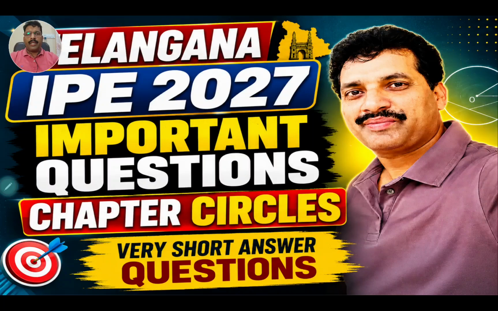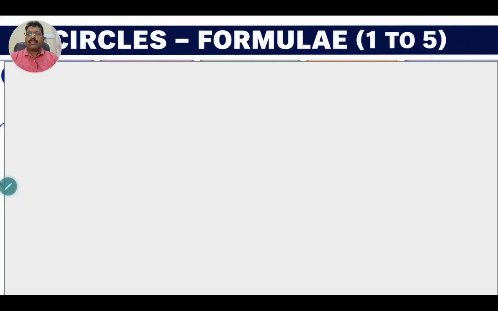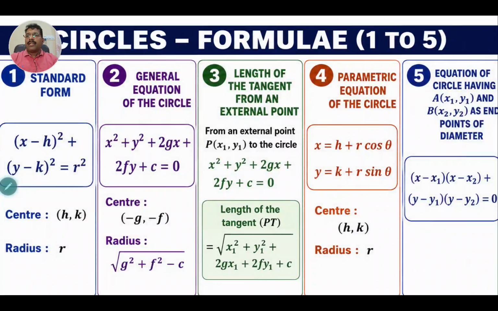See here, before going to that, some formulae we will discuss. Standard form of a circle: x minus h whole square plus y minus k whole square is equal to r square. Here the center is h comma k and the radius is r. These are very important formulas, so you should remember them.